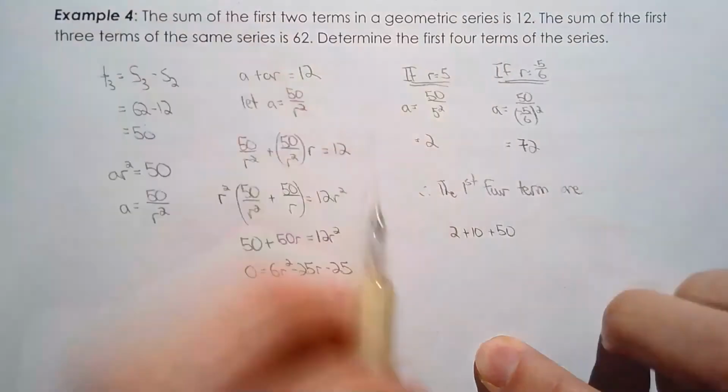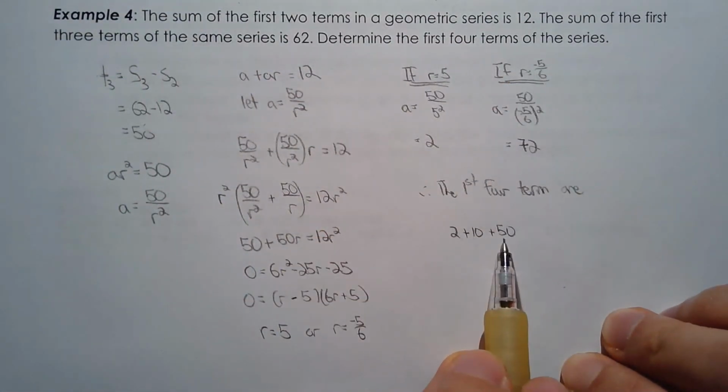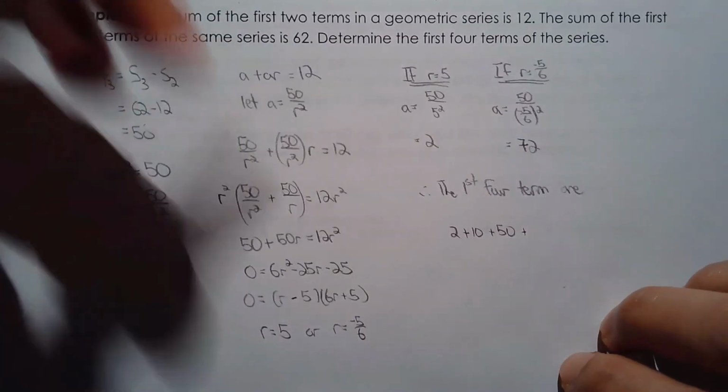And when I see 2, 10, 50, I love it. Because 2 plus 10 gets a 12, and 2, 10, 50 makes a 62. So I don't even care what the fourth term is. But we're going to multiply this by 5, right? So it's 250.